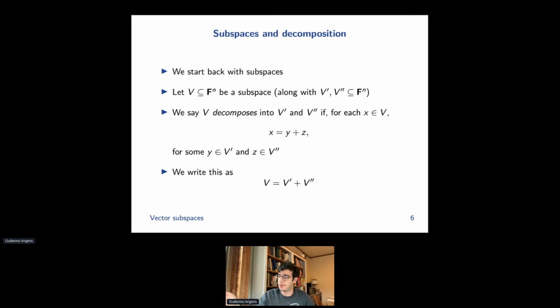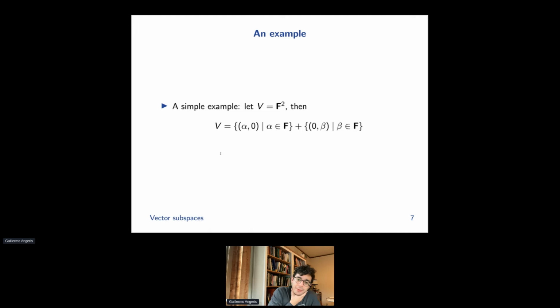If and only if, for every vector in V, we can write it as a sum of two vectors, one of which is in V prime and one of which is in V prime prime. So that'll be the definition of the notation. And that's called the Minkowski sum if you're interested. Okay. So the simplest example is the following.